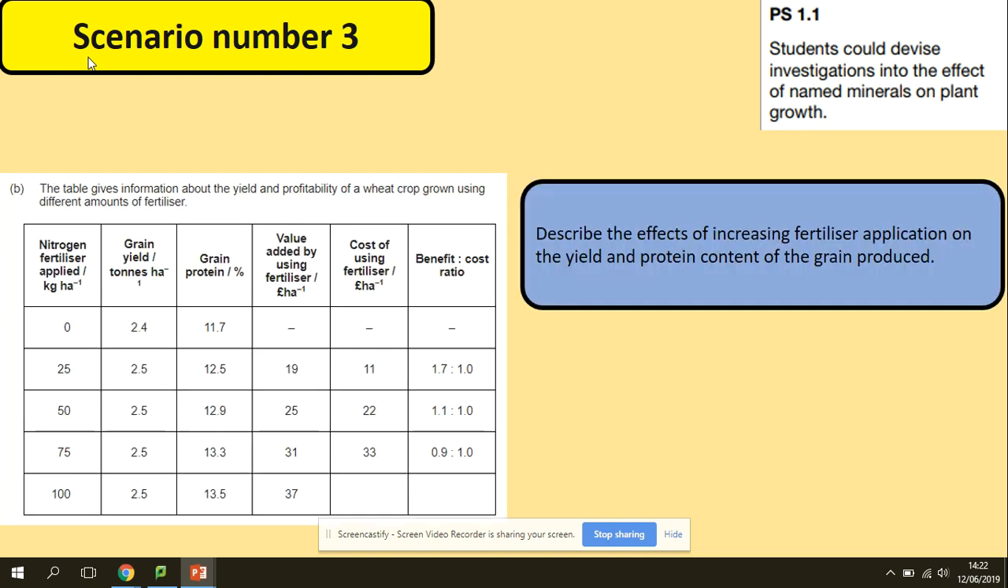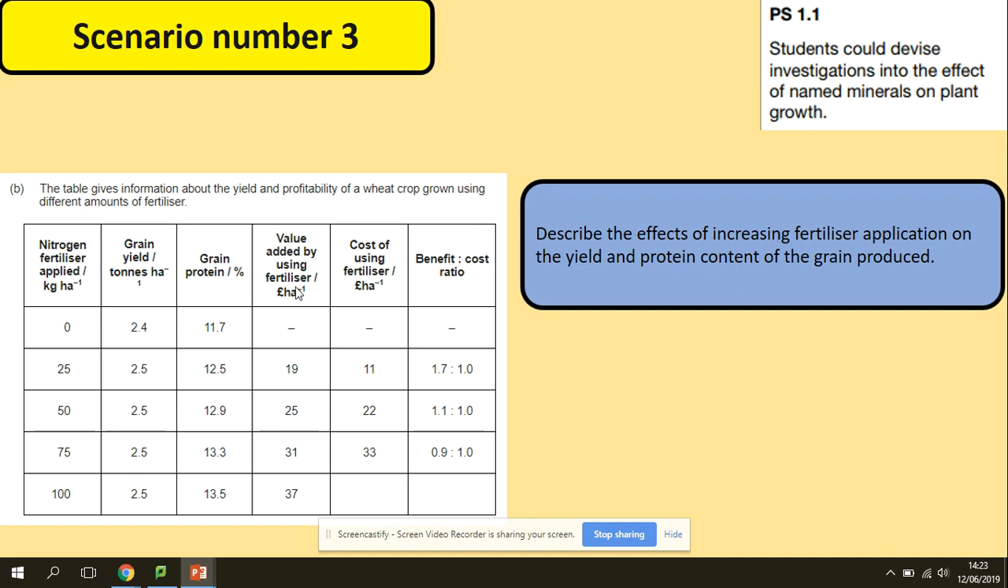Here we've got a table that gives information about the yield and profitability of the wheat crop grown using different amounts of fertilizer. The nitrogen fertilizer applied, the mass per unit of area, increases here from 0 to 100. The grain yield in tons, as you can see, doesn't change much, from 2.4 to 2.5. Grain protein then slightly increases, but as you can see, there is not much effect.